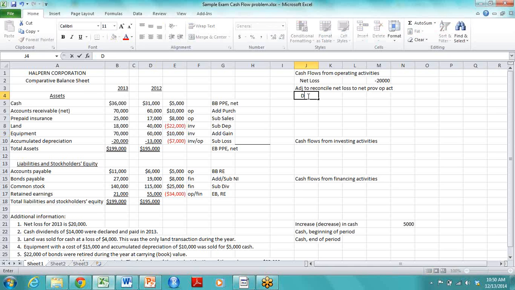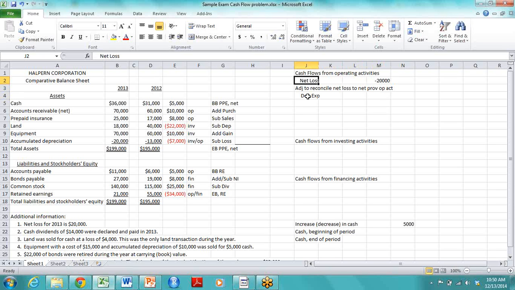And we're going to add depreciation expense to reconcile our net loss to net cash provided by operating activities. And the reason why we're going to add depreciation expense is, remember that our income statement, or our net loss, is on an accrual basis.